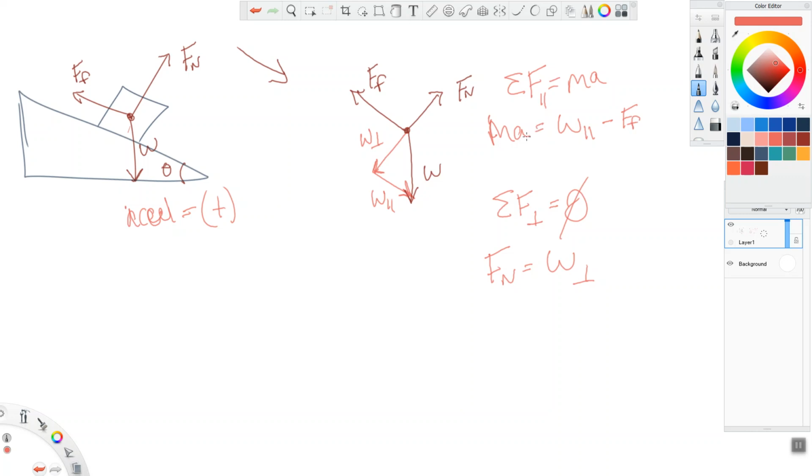If my object is accelerating, what is causing that acceleration? That's weight parallel. And what's slowing down that acceleration is frictional force. If I said acceleration was negative, I would have written this backwards: mass times acceleration equals frictional force minus weight parallel. But I told you the acceleration was positive and to the right, so that means my force going to the right overall is larger than frictional force.